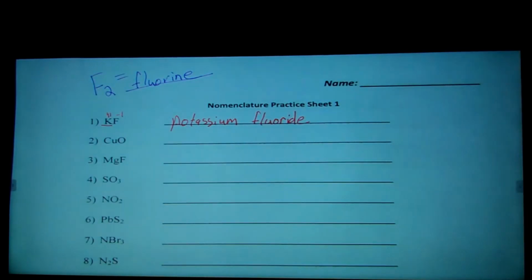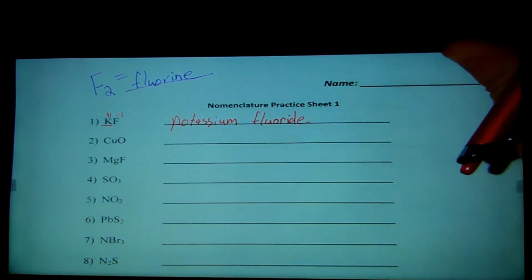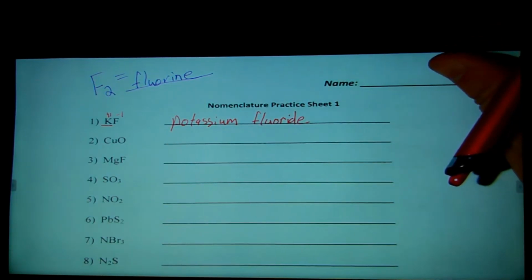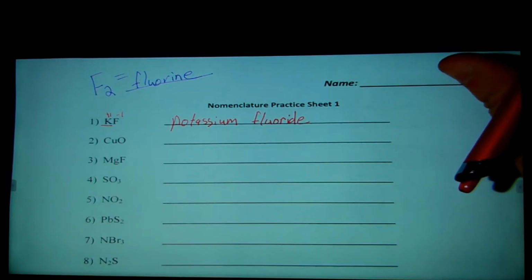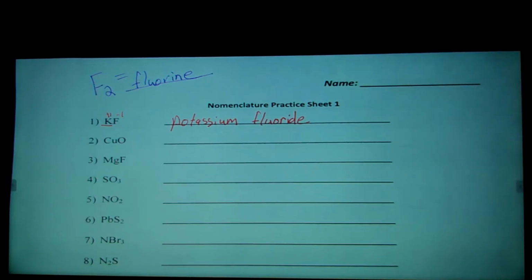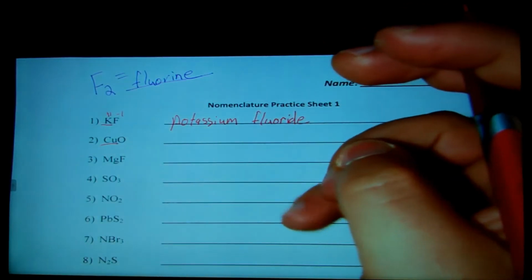Alright, so in this number 2, we have Cu, which is copper, and O, which is oxide, which comes from oxygen. In this case, where is copper? In the D block, so it's a metal, and we have a metal and a non-metal, which gives us an ionic bond. So determining from your cation, which one's the cation? Copper. So copper is the cation.